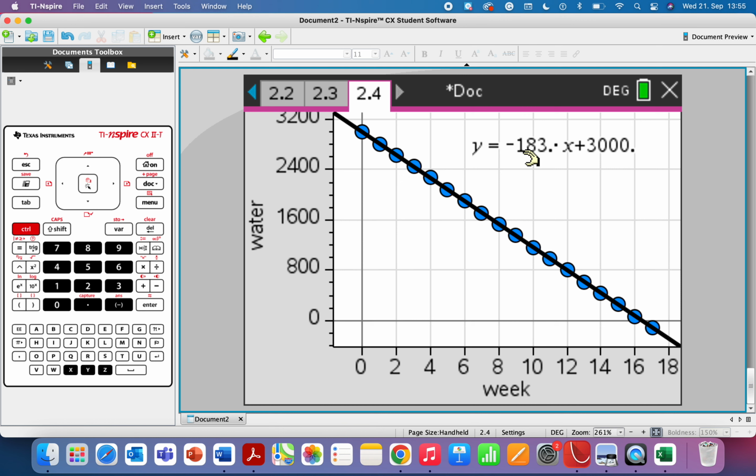So y equals negative 183x plus 3000, and that's kind of what we had. We had the 3000 first, then we had the minus 183x second, because it kind of makes sense if you start with the 3000, but you can write the equation this way around as well.